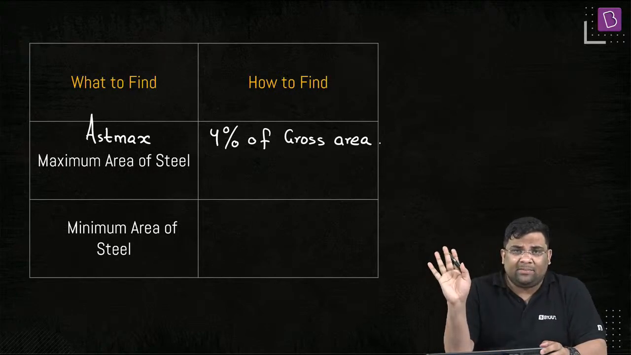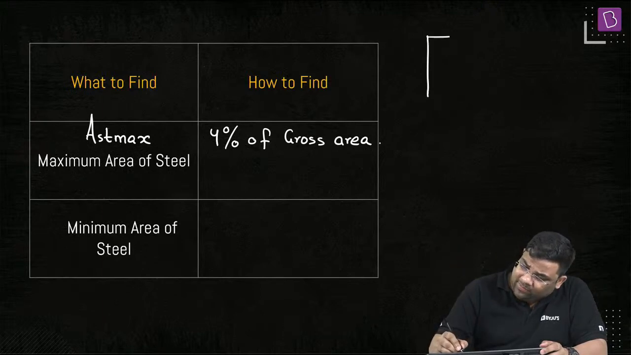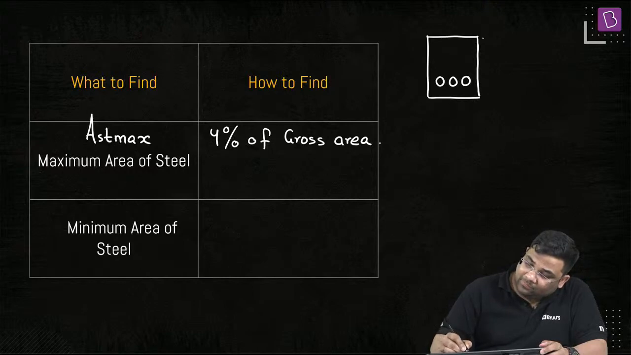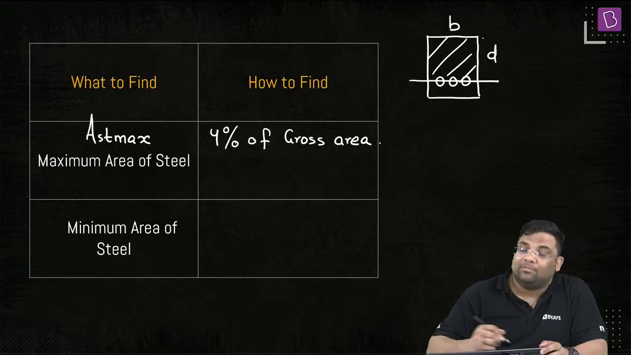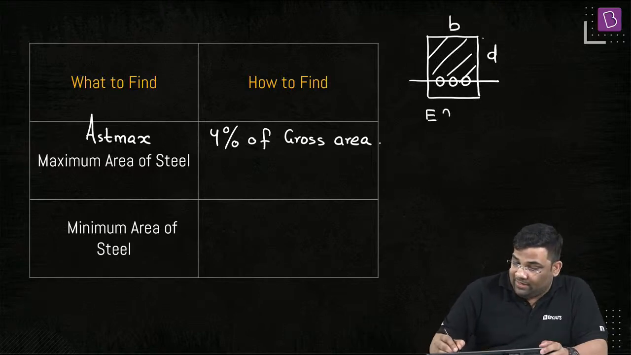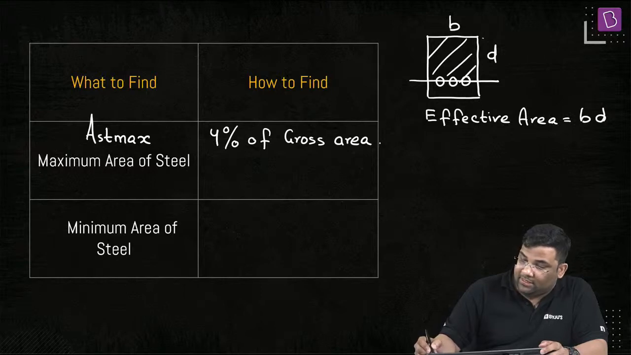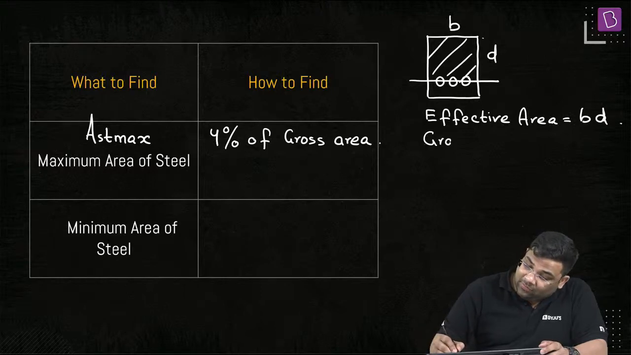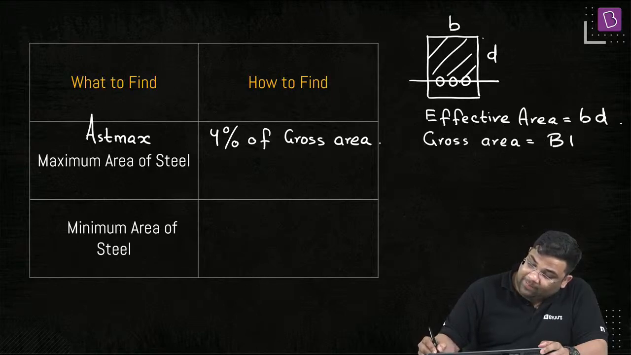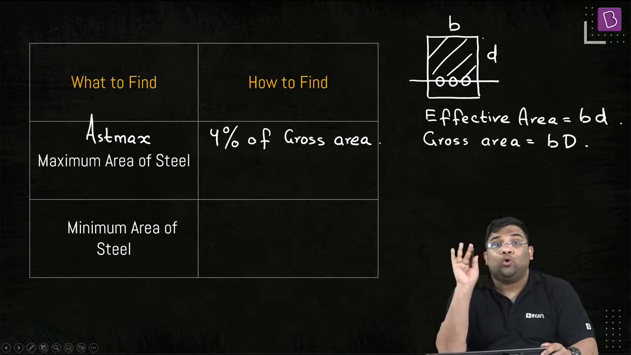See, in the singly reinforced beam we have two areas. This is the effective area. Effective area will be b into d. Now what is the gross area? The gross area will be small b into capital D, means total depth.